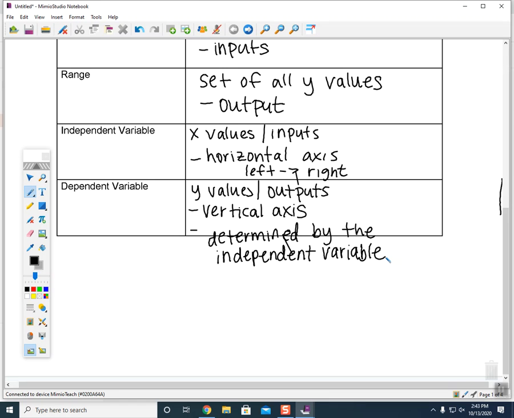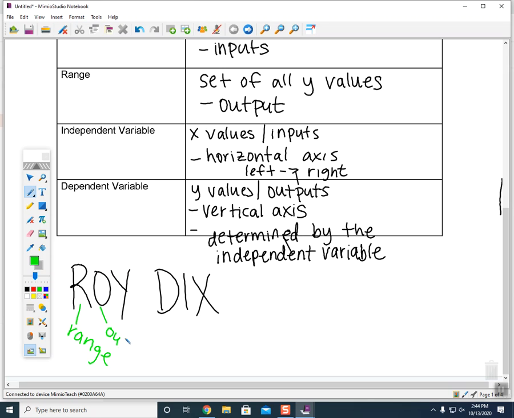It can be kind of hard sometimes to remember what things go together, right? So I have this name that I'm going to write on the board. Okay, Roy Dix. So Roy Dix is going to help me remember what goes where. So my R here is going to stand for range. My O is going to stand for outputs. And my Y is my Y values. Okay, so that's my ROY.